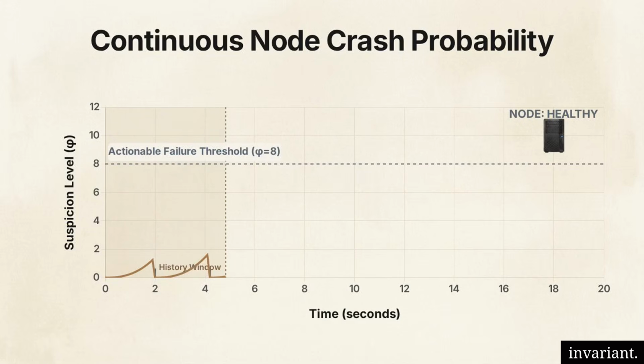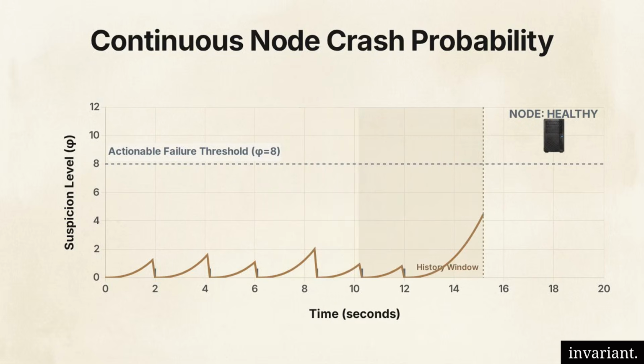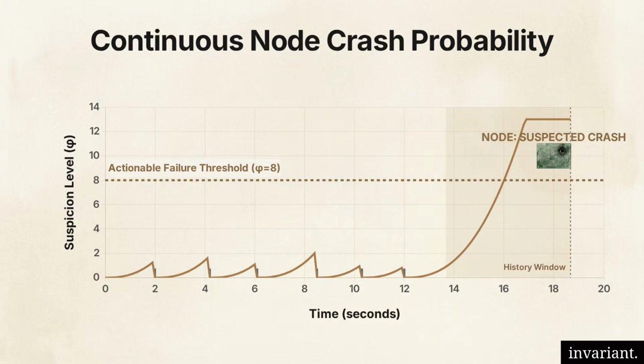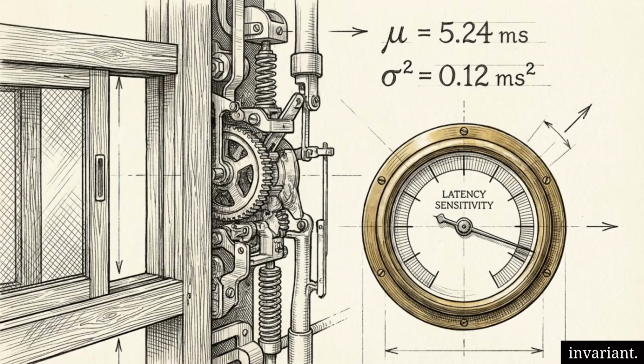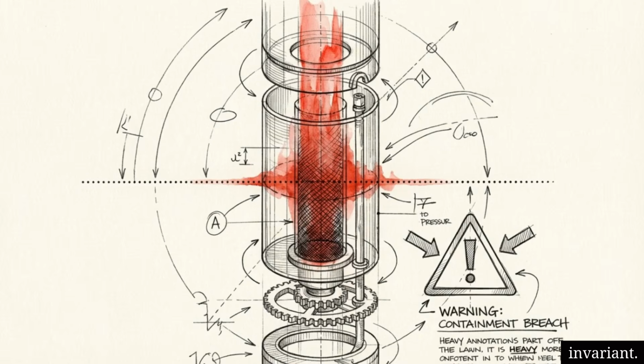Instead of treating node health as a binary up or down state, it operates on a continuous mathematical scale, dynamically calculating the probability of a process crash. The algorithm maintains a sliding window of historical heartbeat arrival times. By estimating the mean and variance of these samples, it constantly adjusts its sensitivity to match current network latency. As the time since the last heartbeat increases, the mathematical suspicion level, phi, rises until it crosses an actionable threshold.